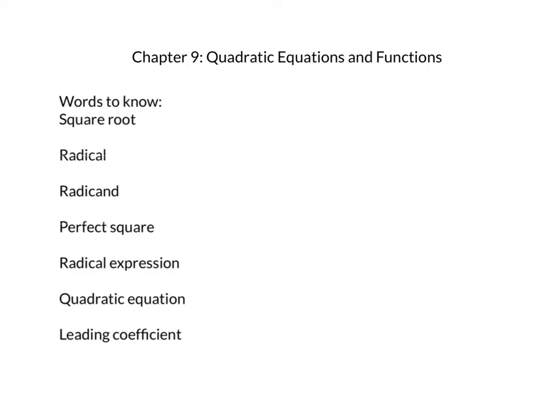So these are some of the words to know. Square root. We know that if b squared is equal to a, then b is the square root of a. Radical, this is actually just the little symbol that we use to indicate square root. Radicand is anything that's inside the radical, inside the square root. Okay, a perfect square. A perfect square is a number whose square root is an integer. A radical expression is any expression that involves a square root or a radical, basically.